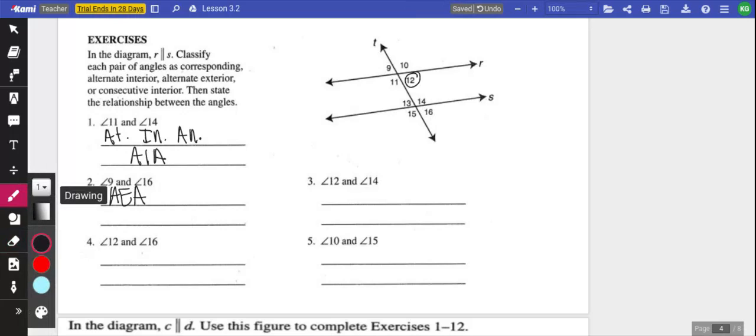Next, 12 and 16. They're on the same side of the transversal T, so that's going to take away any alternate theorems. Then there's only two others, which are consecutive, which means next to each other. Well, 12 and 16 are not next to each other, because 14 is breaking them apart. So they are in the same place, though. On line R, they're in the bottom right corner, and on line S, they're also in the bottom right corner. So these are what we call corresponding.